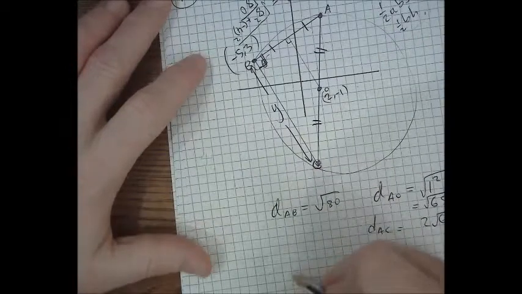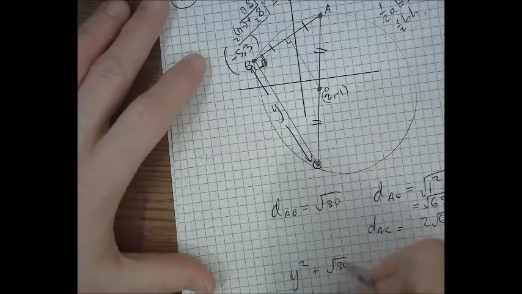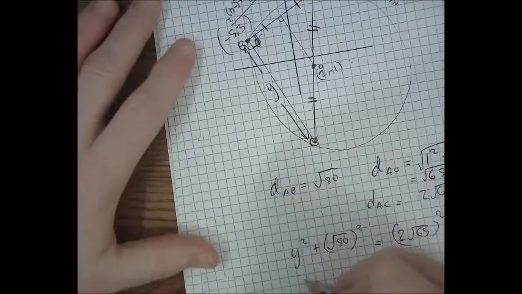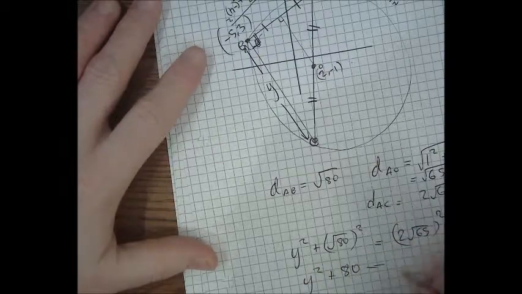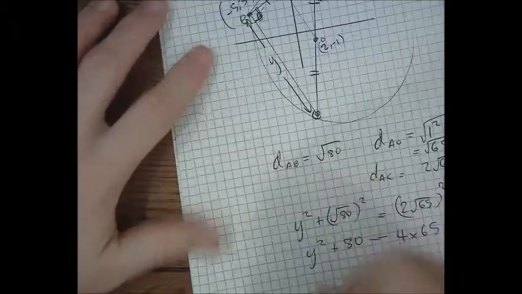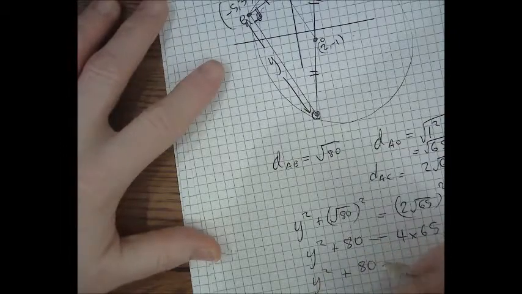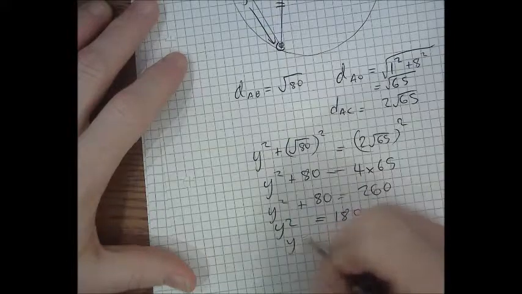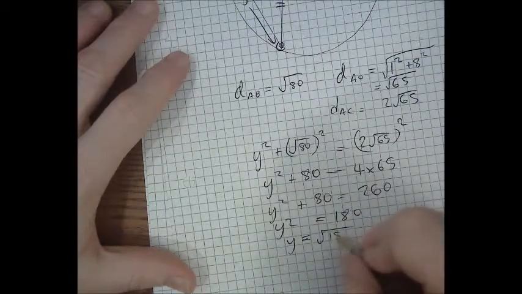So here's my big Pythagoras statement: y squared plus square root of 80 squared equals 2 root 65 all squared. So therefore y squared plus 80 equals 4 times 65. So y squared plus 80 equals 260. Y squared therefore equals 180. Y equals therefore the square root of 180. Normally there'd be 2 solutions to that, but because we're talking about a distance, I've just got the one solution, the positive solution. Okay, so now I'm good to work out the area of the triangle.